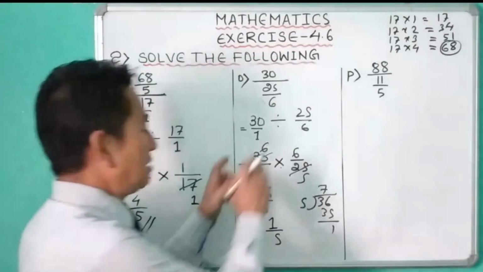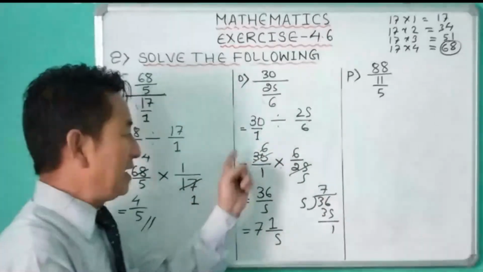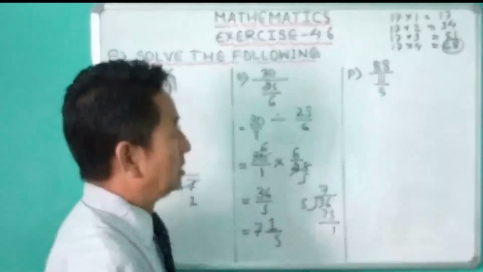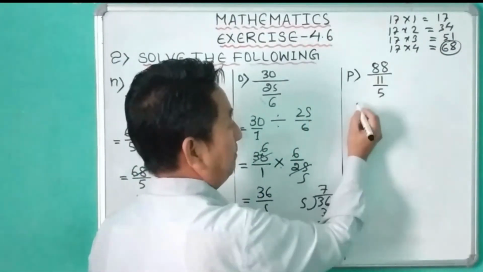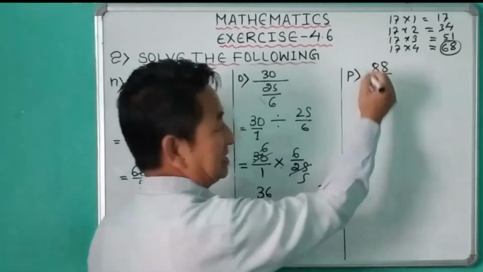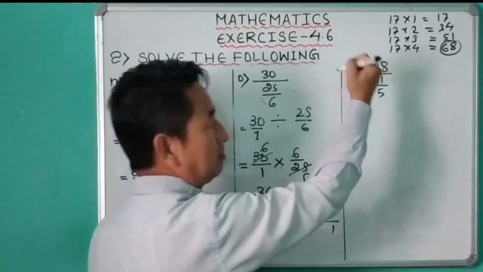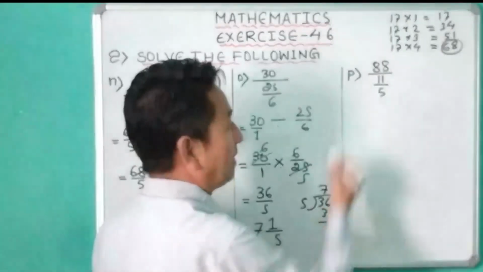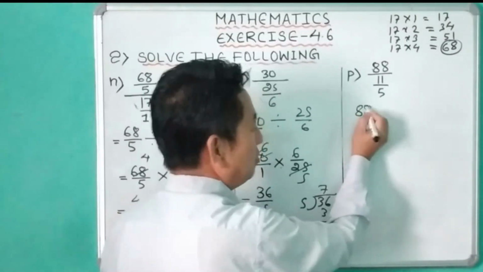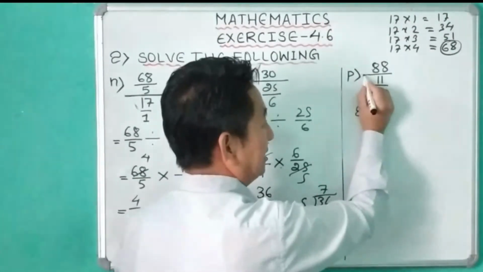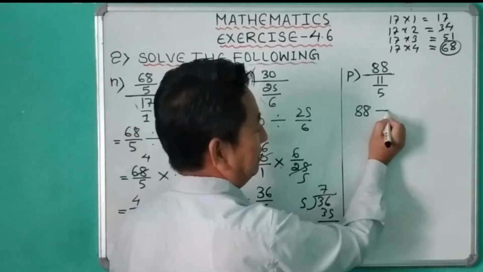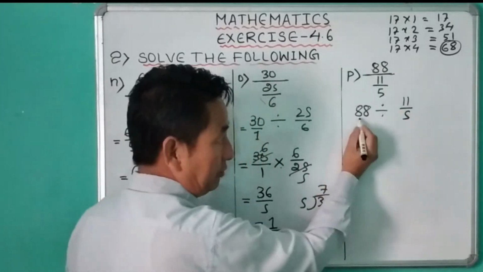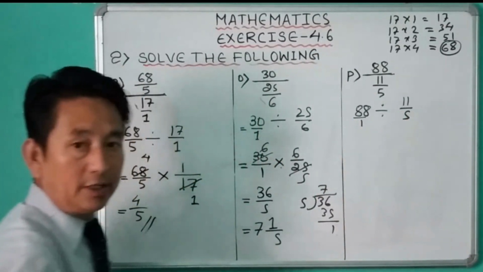Now first thing here, when you are cancelling this numerator and denominator, kindly use pencil. Here next, this 88 is a whole number, whereas this 88 is divided by this fraction 11 by 5. So we'll write 88 as the whole number. Now I said here this line means divide, we'll write divide sign here. So 11 over 5. Now here we can write 1 as the denominator.